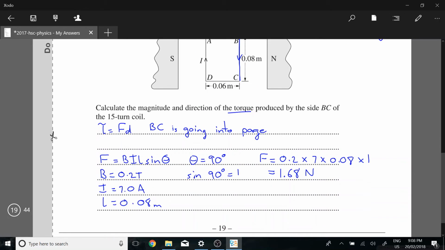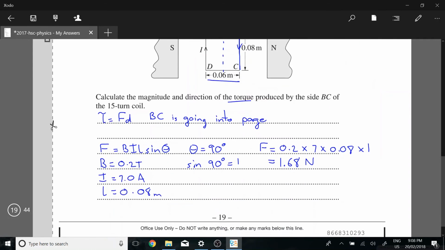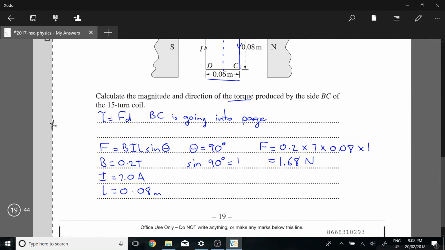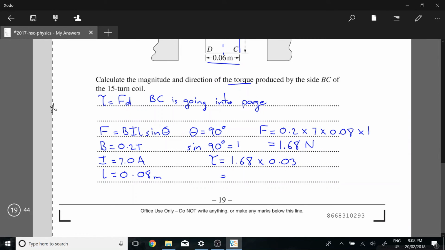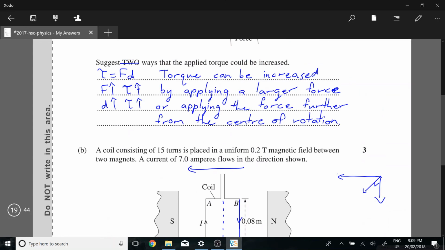So the torque is that force applied from a distance, and we can say that it's applied from a distance from the center line of that coil. The coil has a width of 0.06 meters, which means the distance between BC and the center is just half of that. So the torque is equal to 1.68 times 0.03 meters, and that gives us an answer of 0.05 Newton meters. Cool. And so guys, that's how you answer questions 21 and 22 of the 2017 HSC paper.